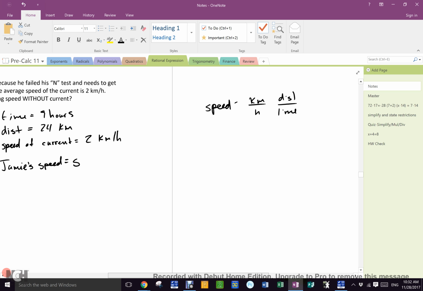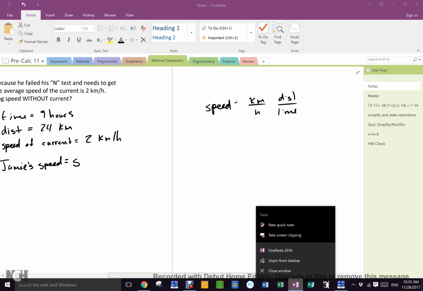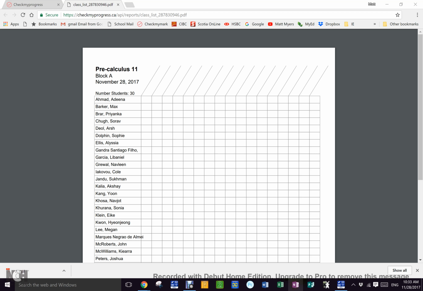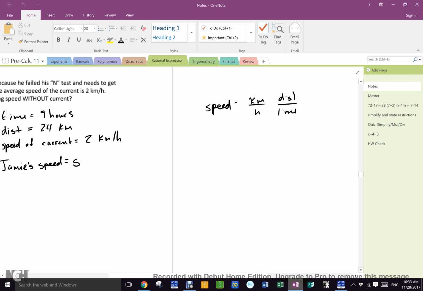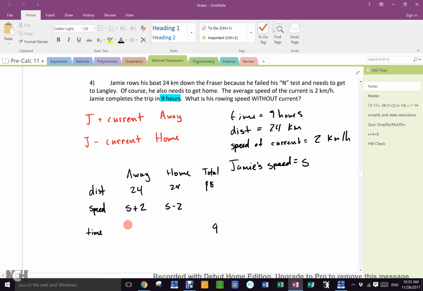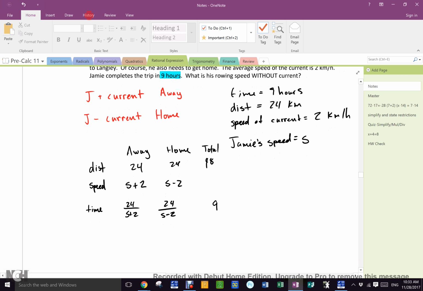So, what do we know? We have a distance and we have a speed. So, can we fill in times? How? What is time equal? Right. And what is the other time? 24 over S plus 2 and 24 over S minus 2, correct? And when I add up that time, how long does the whole trip take? 9 hours. So what's the equation that I know?